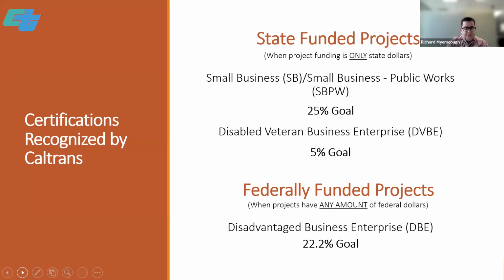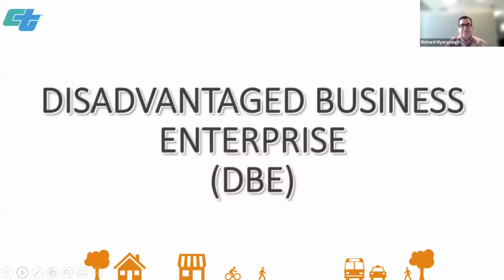25% on SB and 5% on DBB on state-funded contracts, and then 22.2% on DBE goals on federally funded contracts.